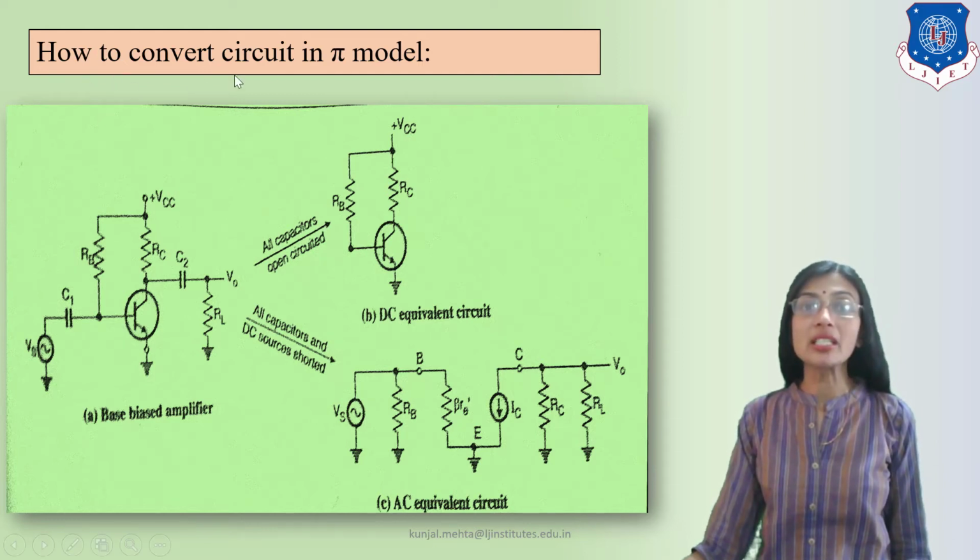How to convert the circuit to the pi model. Now our task is to convert any BJT circuit, DC circuit, into an AC circuit. Look, this is the most important base biased amplifier. I have drawn here the BJT symbol. The emitter is shown here, it is grounded.